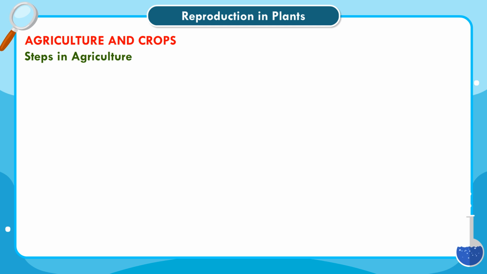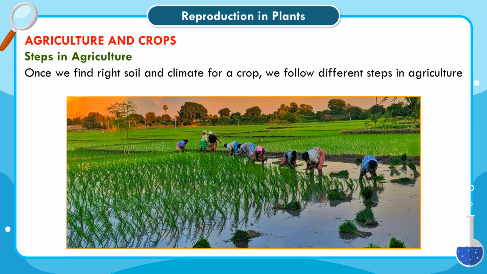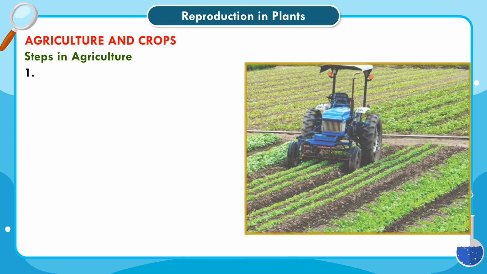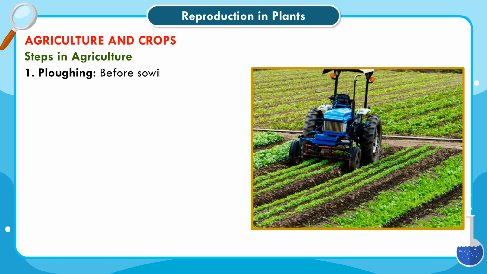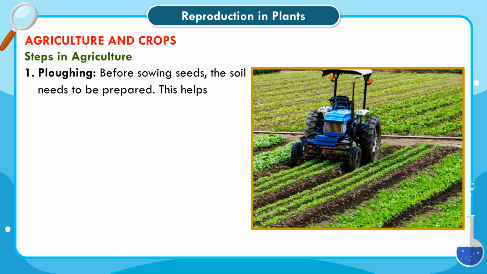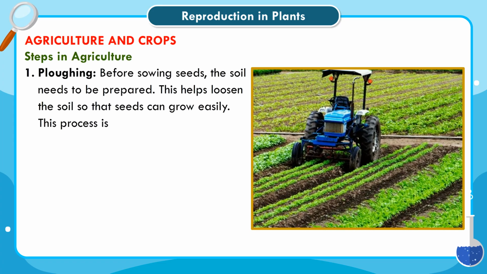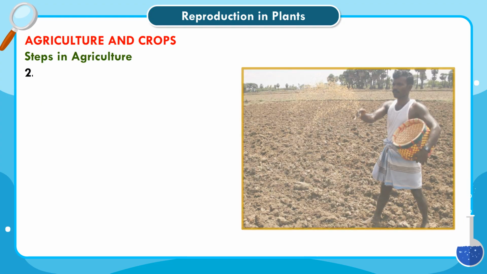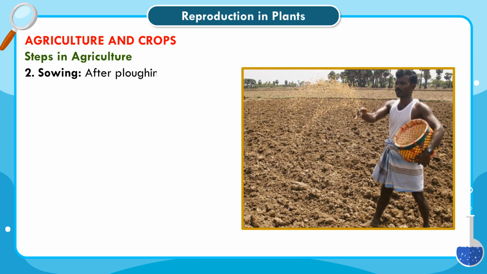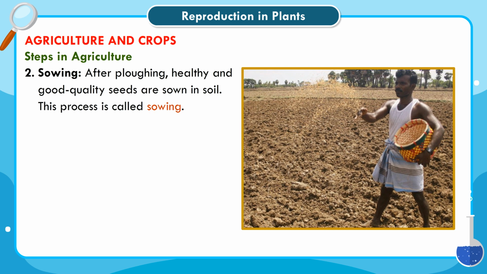Steps in agriculture. Once we find the right soil and climate for a crop, we follow different steps in agriculture to grow it. 1. Plowing. Before sowing seeds, the soil needs to be prepared. This helps loosen the soil so that seeds can grow easily. This process is called plowing. 2. Sowing. After plowing, healthy and good quality seeds are sown in the soil. This process is called sowing.